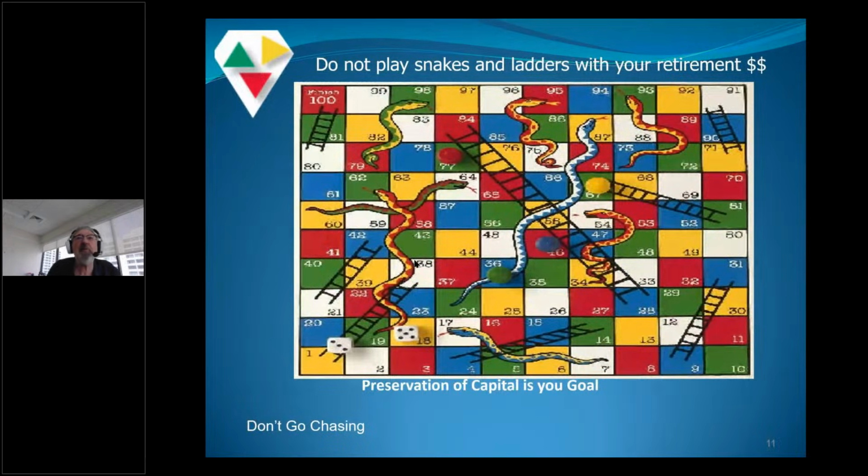And then I'll leave the historical perspective with this slide that in this country we played chutes and ladders.